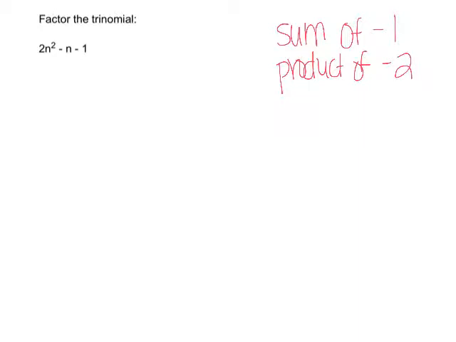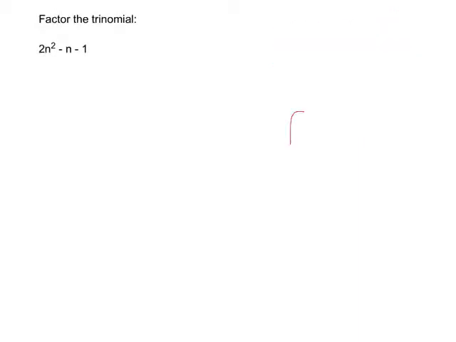For this trinomial, I'm looking for something with the sum of -1 and a product of -2. So using my t-chart of my factors and my sums, factors of -2 would give me -2 and 1, and if I added those together, I would get the sum of -1, which is what I'm looking for.